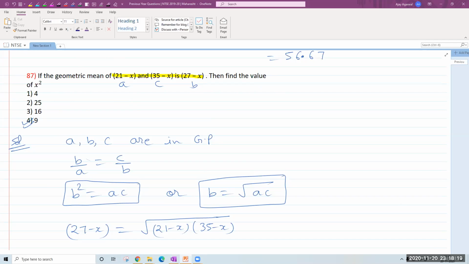Okay, so let's solve one more good question, I can say, based on geometry.